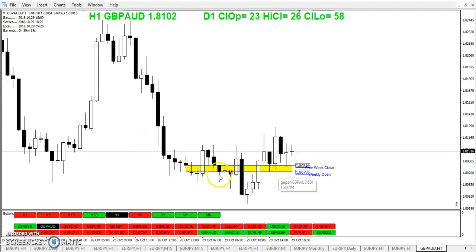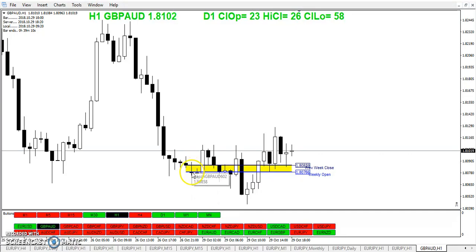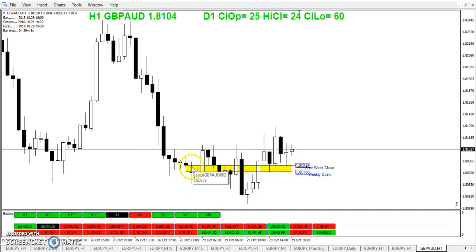Okay, here that's not even 10 pips, but maybe you like trading this pair and you just go ahead and take that trade right here.